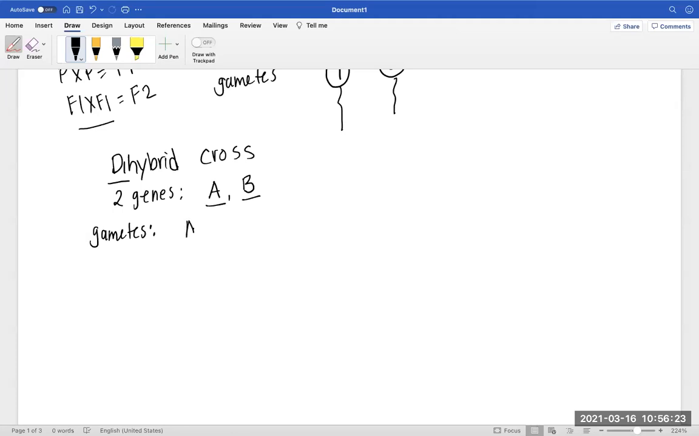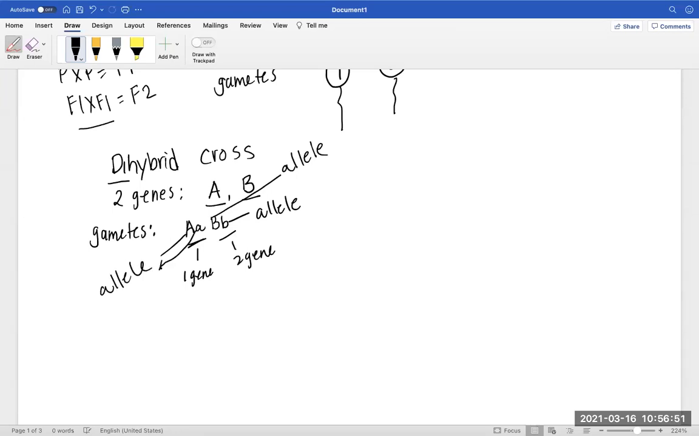Yes. So we have big A, little a for this one, and then big B, little b for this one. So this is one gene. This is another gene, let's say second gene. This is an allele. Little b is an allele. Big B is also an allele. Same thing here. Big A is an allele. Little a is also an allele. I'm not gonna write that, but that's also an allele. So these are alleles, and these together is a gene. So that's the gene.